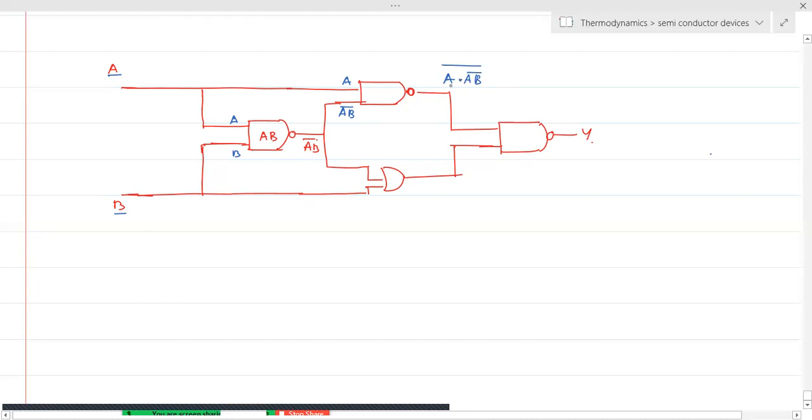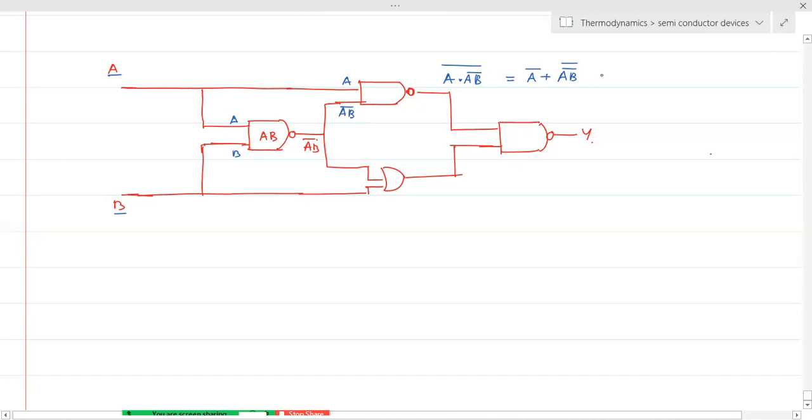Suppose we take this A as P and this as Q. P dot Q bar means P bar plus Q bar. So finally, here I have A bar plus AB, whole bar. That means I have A bar plus AB.